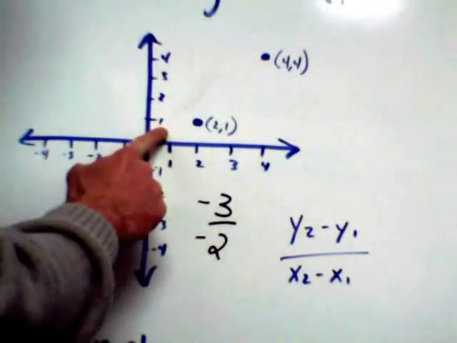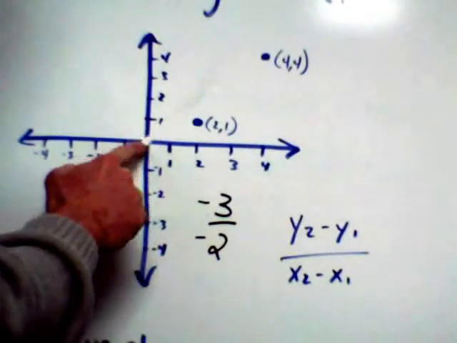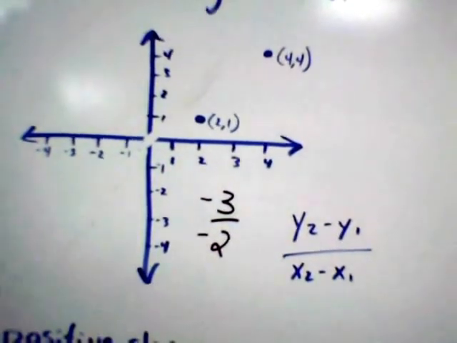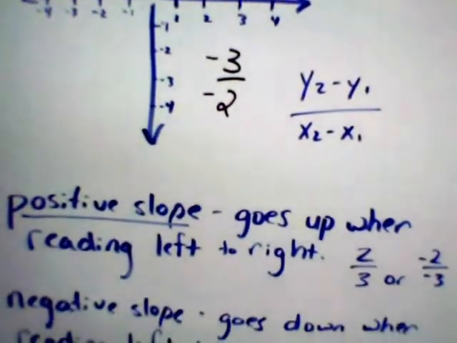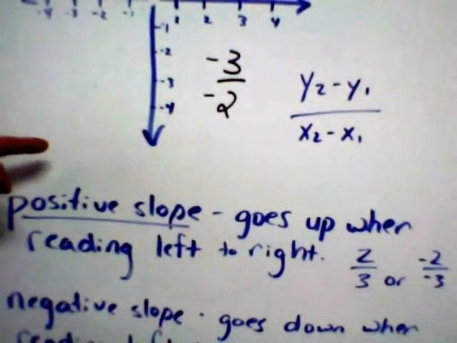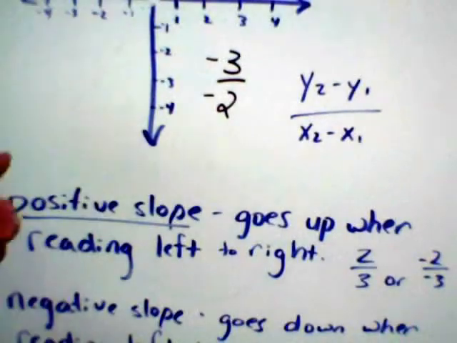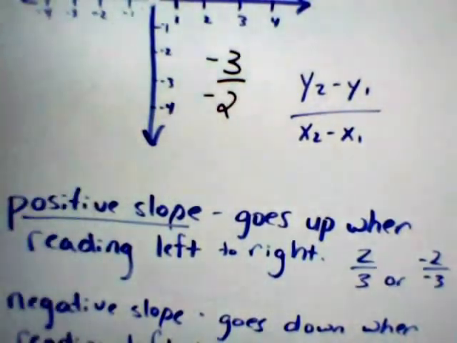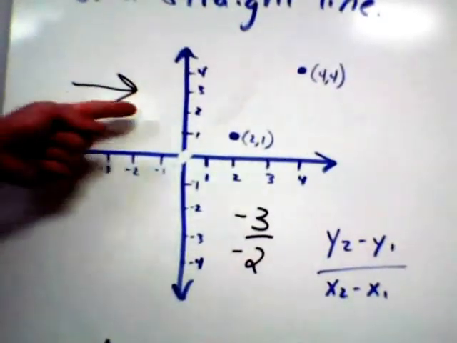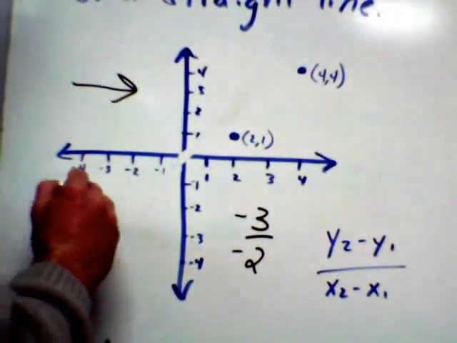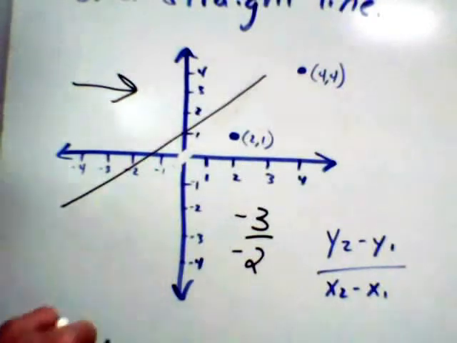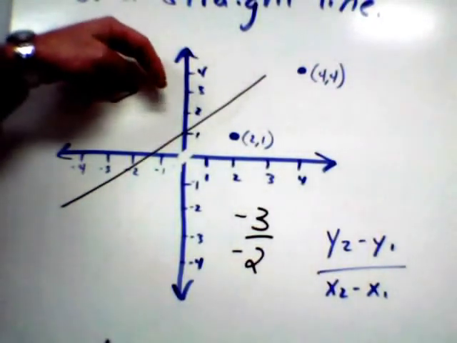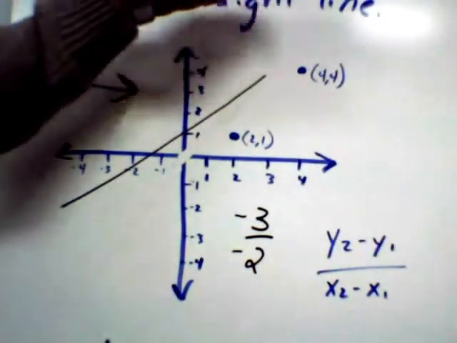A couple of things to remember just to check for reasonability of your answers, to make sure that answers are reasonable. If you have a positive slope, the line will go up when reading left to right. So we read a book left to right. So when reading the page this way, any line that tracks this way is going to have a positive slope, and you can think of it as walking up a hill. If you're walking this direction, you're walking to the right, you have to go up the hill.